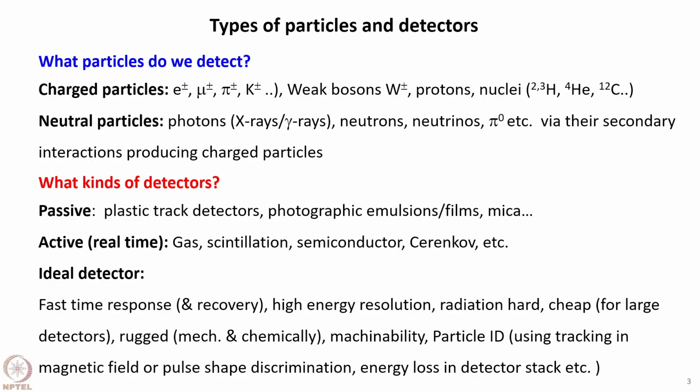An ideal detector, of course, has a fast time response and recovery. It has a high energy resolution. It has to be radiation hard because it might see a lot of radiation, a lot of particles. It should ideally be very cheap, and especially so, this is important for large detectors. It should be rugged, both mechanically and chemically. If the detector is machinable, and that can of course only happen when it is a solid detector, then it is useful in making various shapes. It should have good particle ID, and this is also useful. This can be done using tracking in the magnetic field or pulse shape discrimination, energy loss in a detector stack, etc.